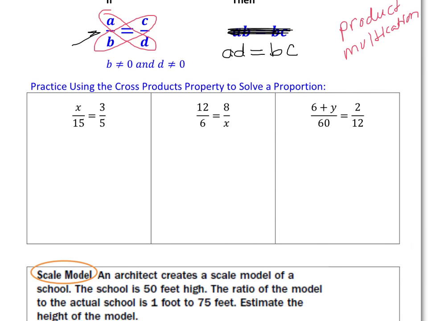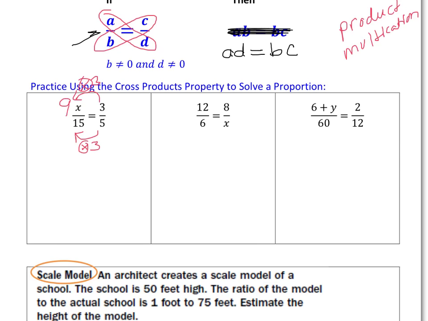So let's take a look at 3 examples. We have x is to 15 as 3 is to 5. Well, some of you, not even knowing the cross products, may see the relationship here. 15 divided by 3 is 5. Actually, I'm going to go in the reverse. 5 times 3 is 15. So 3 times 3 is 9. That's one way to solve it.